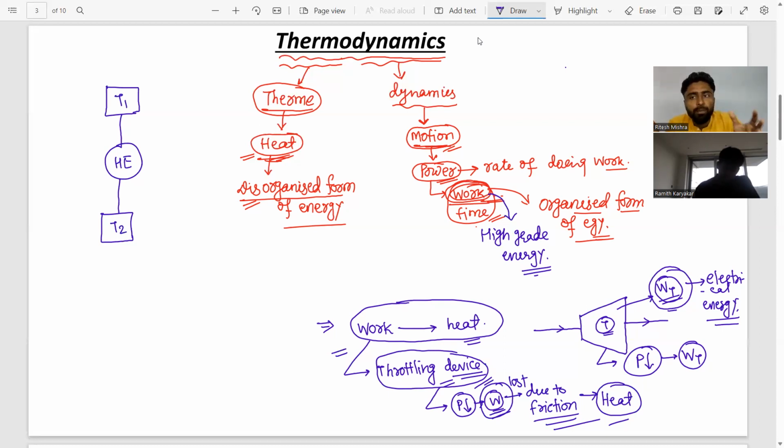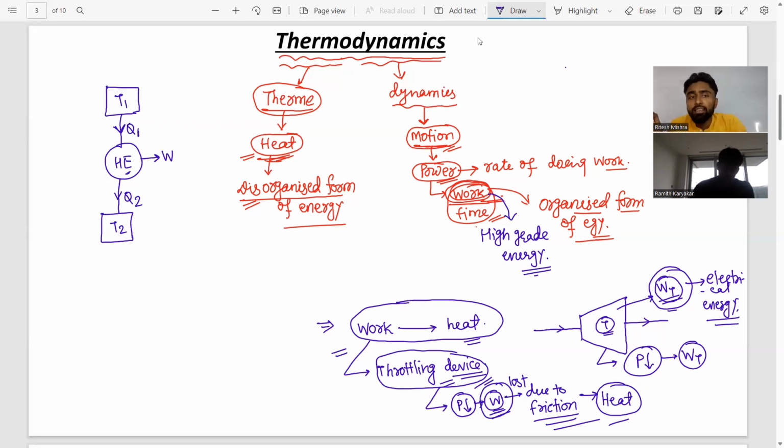These temperatures are reservoirs. In these two temperature limits, our heat engine is working. In the heat engine, assume that Q1 heat is absorbed by this engine from the T1 reservoir, and this heat engine will do some work, and the remaining heat will be rejected, that is Q2.